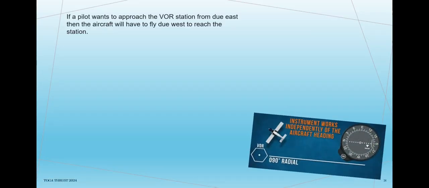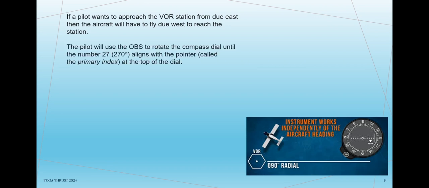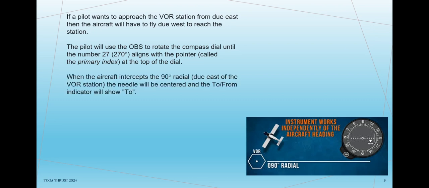If a pilot wants to approach the VOR station from due east, then the aircraft will have to fly due west to reach the station. The pilot will use the OBS to rotate the compass dial until the number 270 degrees aligns with the pointer, called the primary index, at the top of the dial. When the aircraft intercepts the 90 degrees radial, due east of the VOR station, the needle will be centered and the to/from indicator will show to.